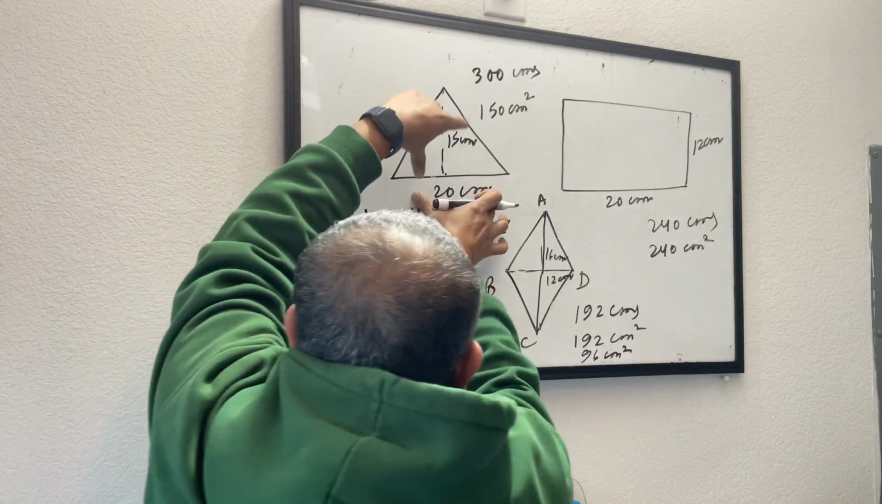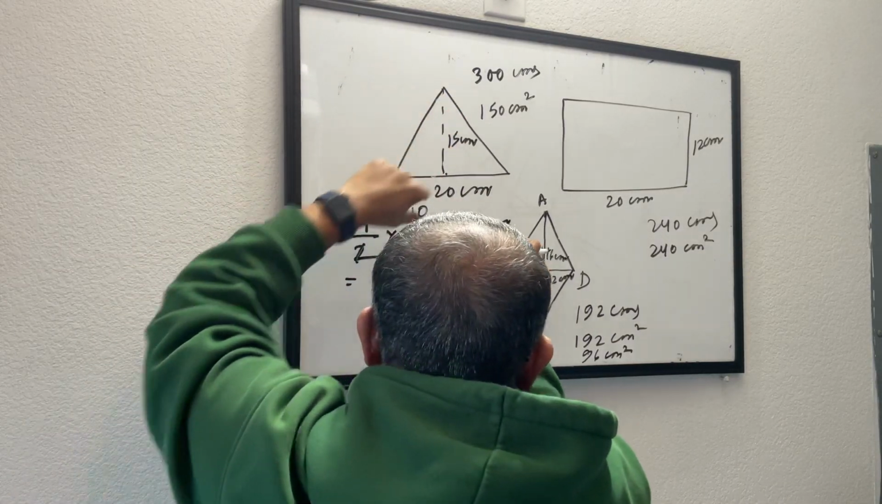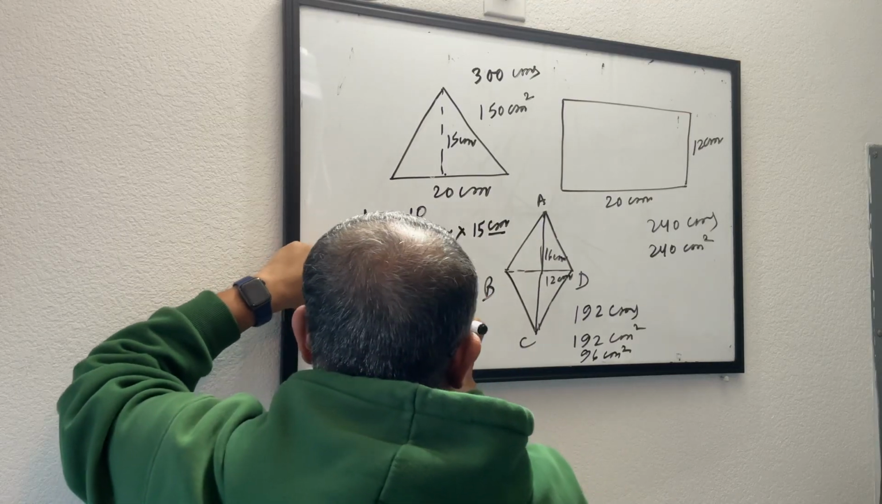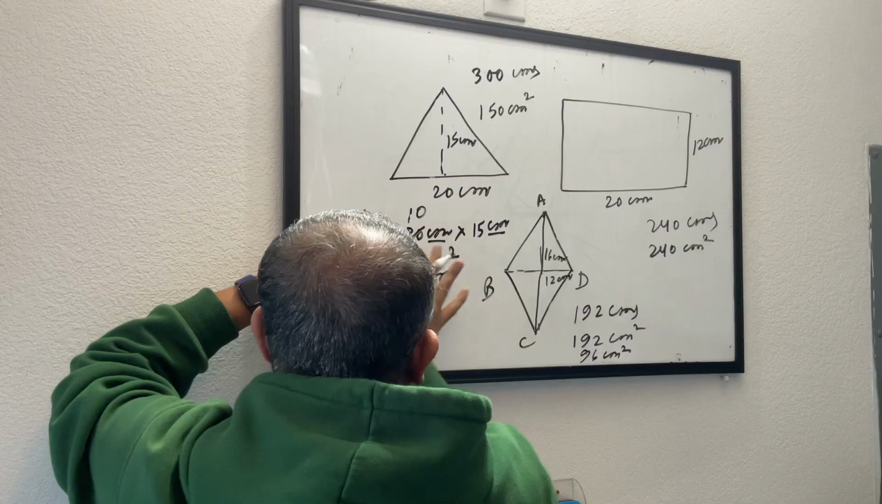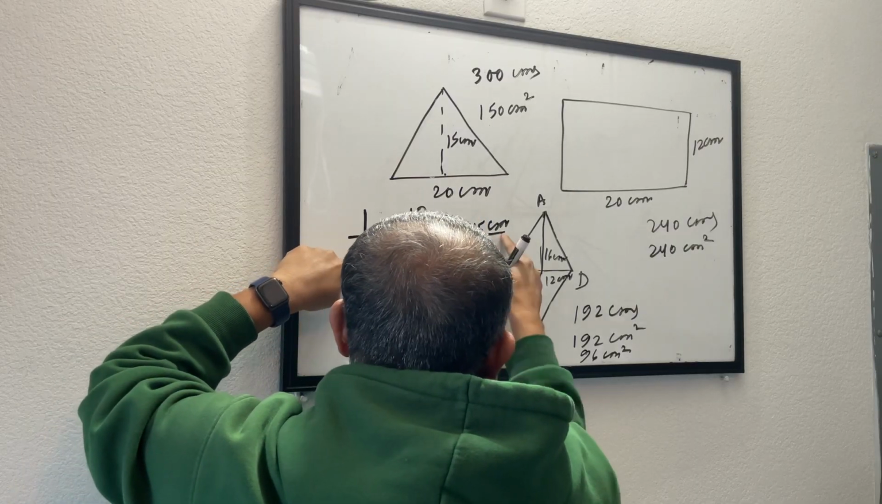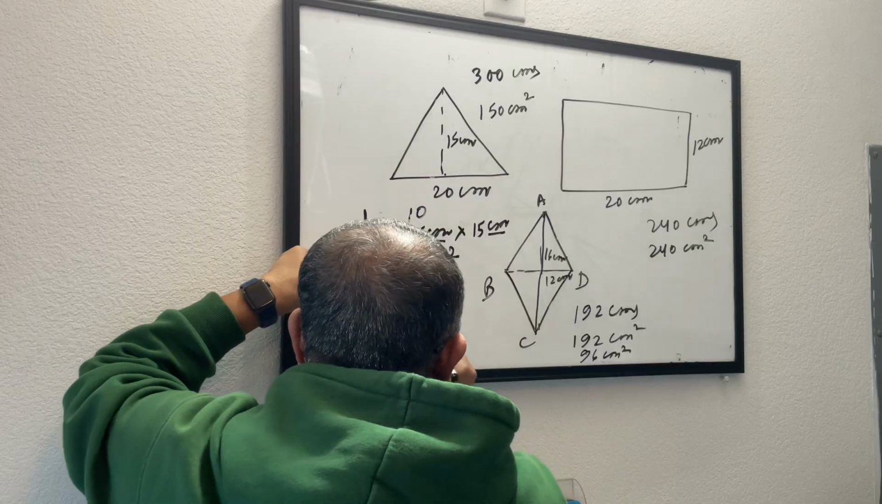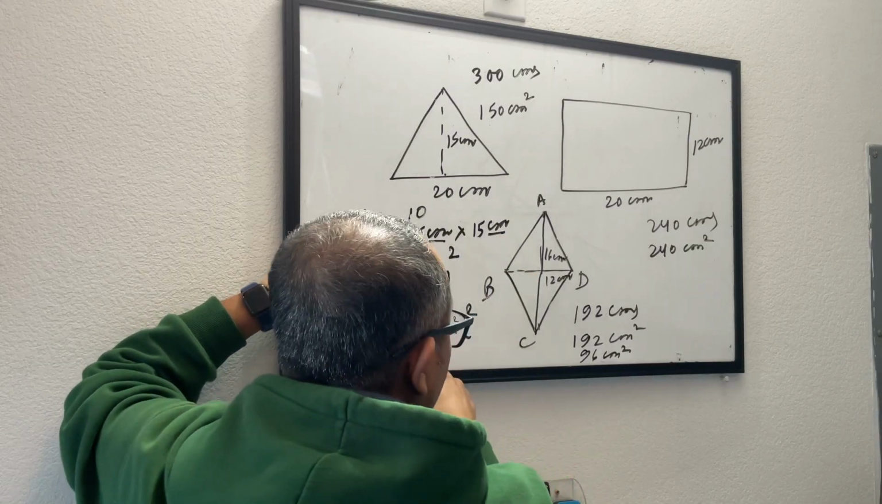Half into base into height. Base is 20 centimeter, height is 15 centimeter. 20 into 15 by 2 will give you, 20 by 2 will give you 10. 10 times 15 is 150. Centimeter into centimeter gives you centimeter square, like x into x gives you x square.